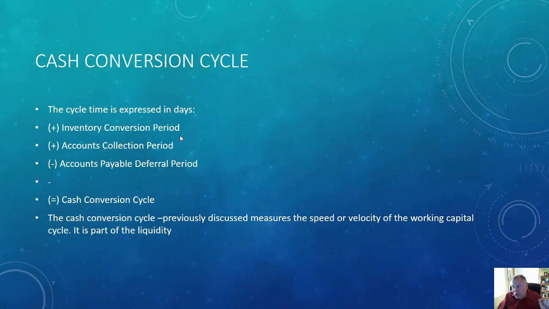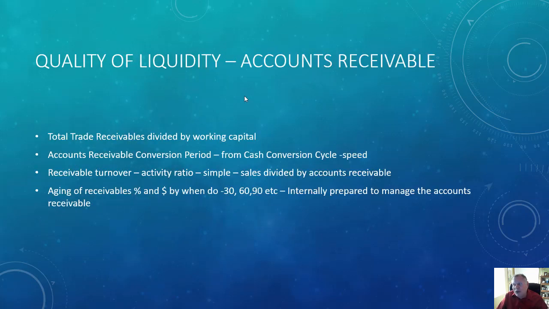So we start looking at these individual components. Remember, this cash conversion cycle is telling us about speed or velocity. So we have to look at the quantity, and now we're looking at the timing. Having a lot of capital but a long conversion cycle, you have to look at the two of them together. When we start looking at the quality of liquidity, let's start with receivables.